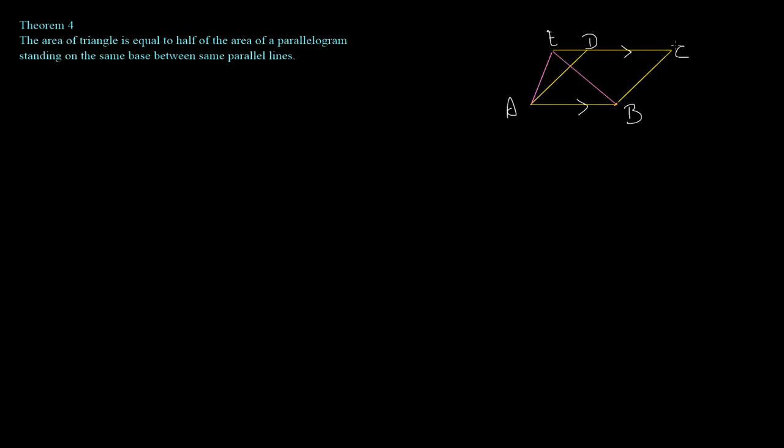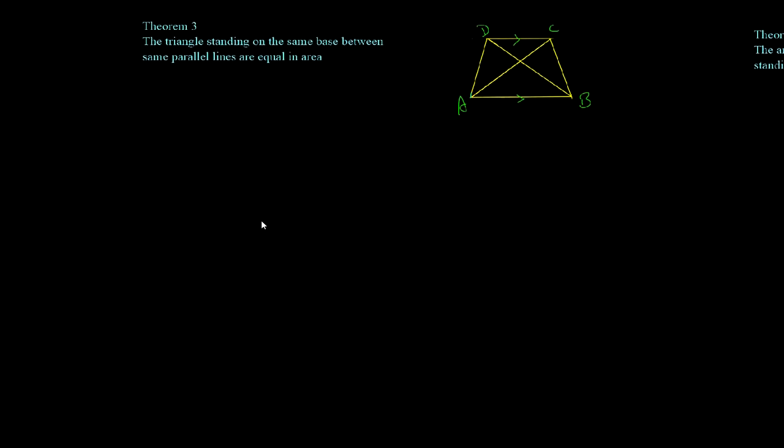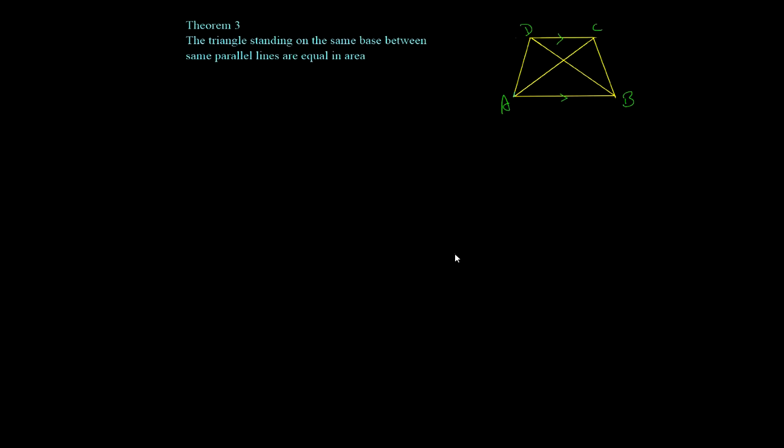Okay, so here according to this theorem, the area of the triangle, that is triangle AEB, is half of the area of parallelogram ABCD, standing on the same base AB between the same parallel lines EC. Well, we will prove this later, but let's just get this concept and move into theorem 3. And you might have already figured out by seeing theorem 4.